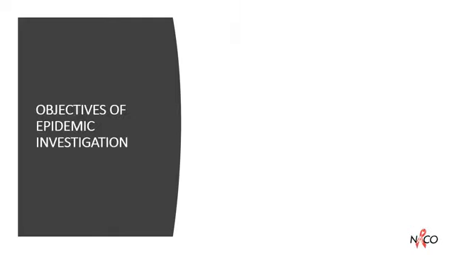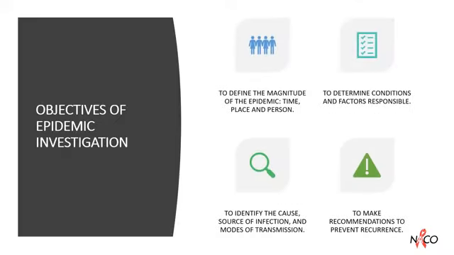Why do we need to investigate an epidemic? It is primarily to define the magnitude of the epidemic in terms of time, place, and person, to determine conditions and factors responsible for its occurrence, to identify the cause, source of infection, and modes of transmission, to determine measures necessary to control the epidemic, and finally to make recommendations to prevent its further recurrence.